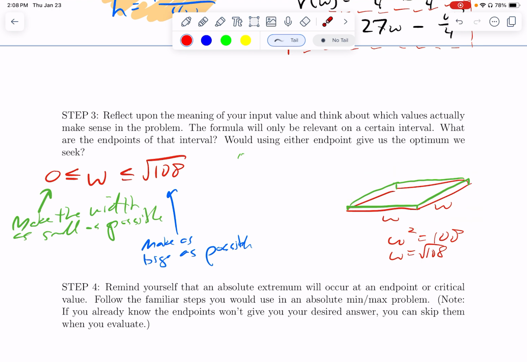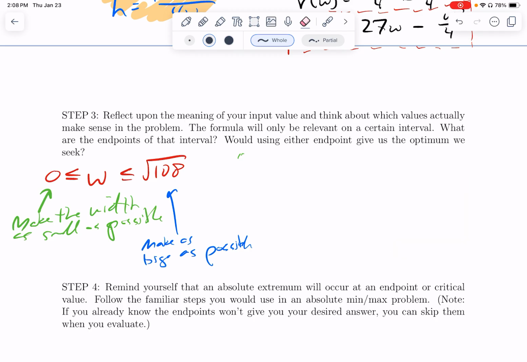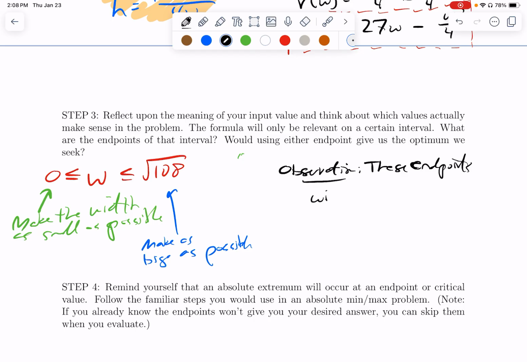So what's happening here, and what happens in a lot of these word problems, is that theoretically there's this interval, but it doesn't even matter. One endpoint means make the width as small as possible. That is not going to give us a lot of volume. The other is saying make the width as big as possible. That also will not give us a lot of volume. So something we just want to file away is that these endpoints will not maximize volume.